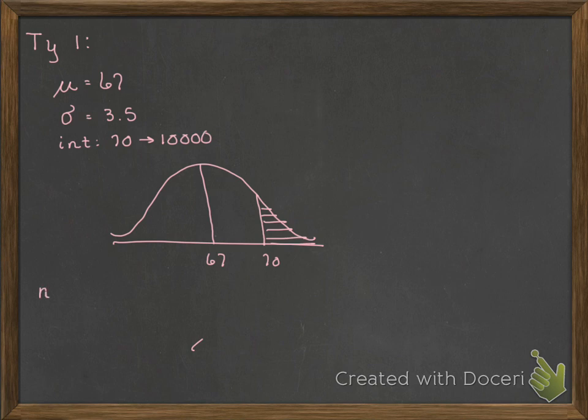So what we'll do is open up the normal CDF, and our interval will be from 70 to 10,000. You could throw on as many zeros as you want. It doesn't matter. Our mean is 67, and our standard deviation is 3.5. So let's do that. Second, 0, log, arrow down, enter. Then we're going to do 70, comma, 10,000, comma, 67, comma, and 3.5, equals. So this shaded area is 0.1957.